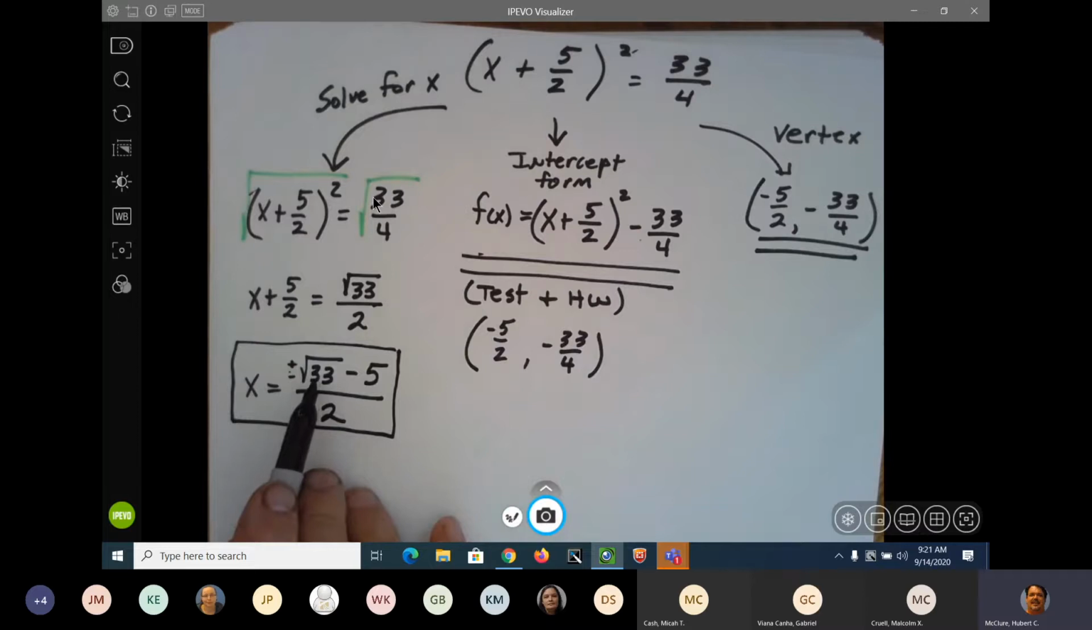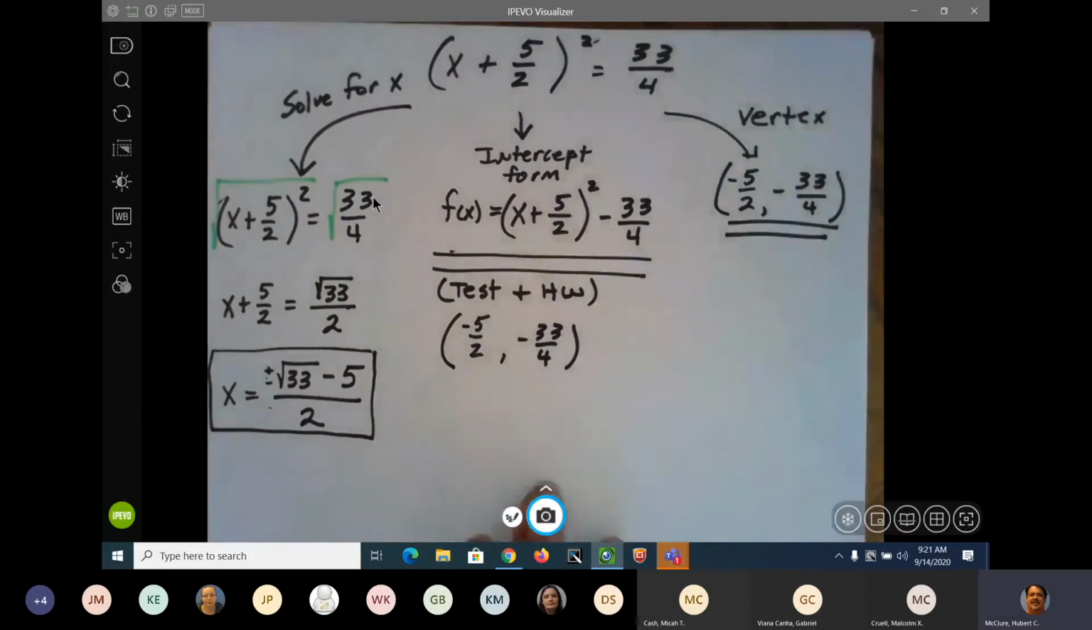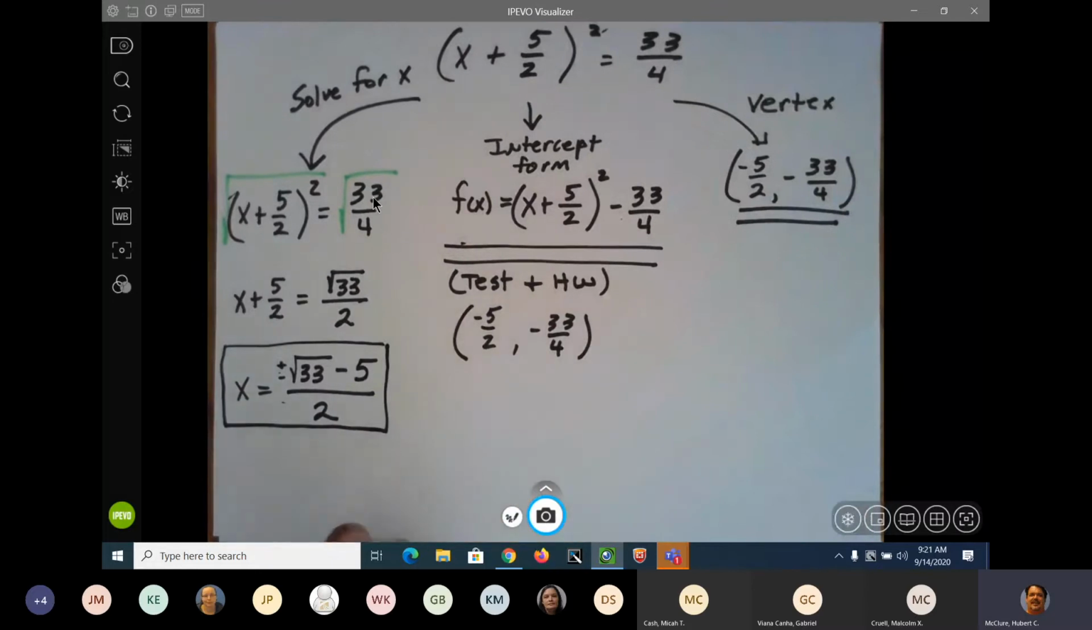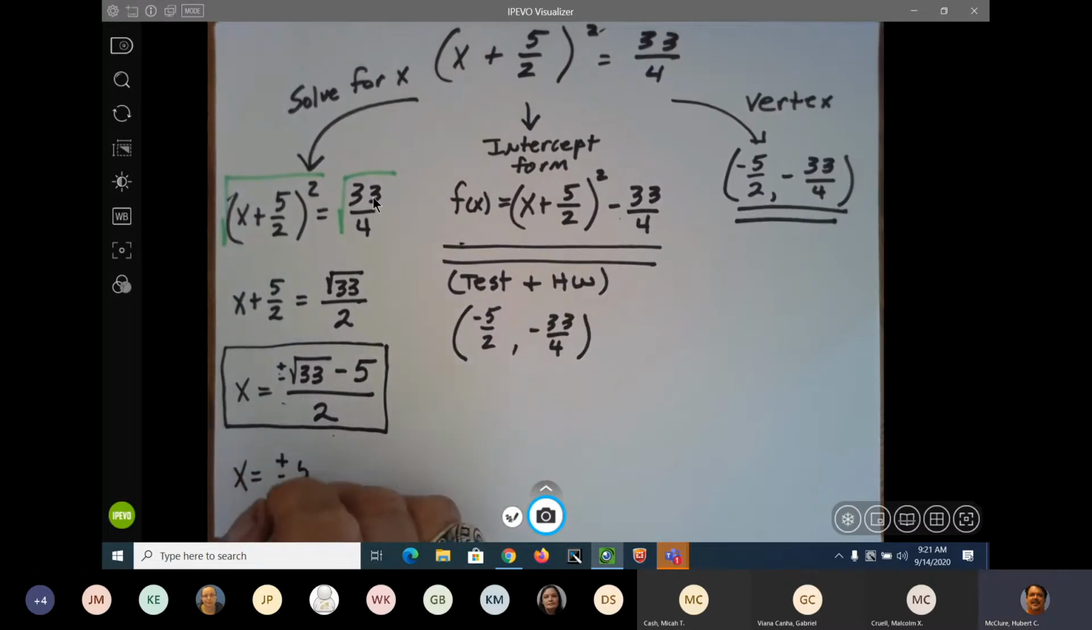And remember, this is a positive or negative. So that would be positive square root of 33 minus 5, negative square root of 33 minus 5. So you got two different answers here. The other thing you could do was approximate. Approximate means use your calculator or use your head. What do you mean use your head? Well, the square root of 36 is 6. So I'm thinking 33 would be like 5.8. So I'm going to say x is equal to positive or negative 5.8 minus 5.